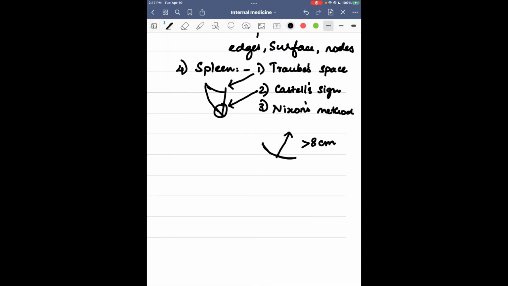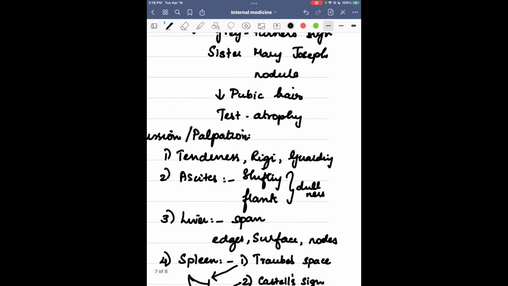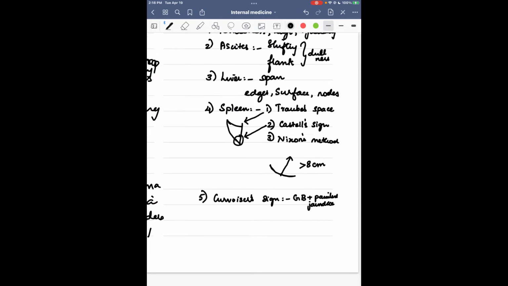So we saw about the liver, then the spleen, and then about any other swelling. One thing that we will also have to look for is Courvoisier's sign. It is when there is a palpable, painless gallbladder associated with painless jaundice, which means there can be an underlying malignancy in that region. So these are some of the things that we will be looking for in percussion or palpation.